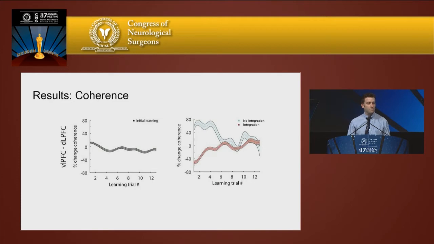And then finally, and perhaps most interestingly, if we look at the coherence between the two regions for the three learning association types, we can see that there's a decrease in ventrolateral and dorsolateral prefrontal cortex coherence for the initial stem and for no integration, if you look at the blue graph on the right. But interestingly, there's an increase in the coherence for integration sets, as shown by the red graph on the right.